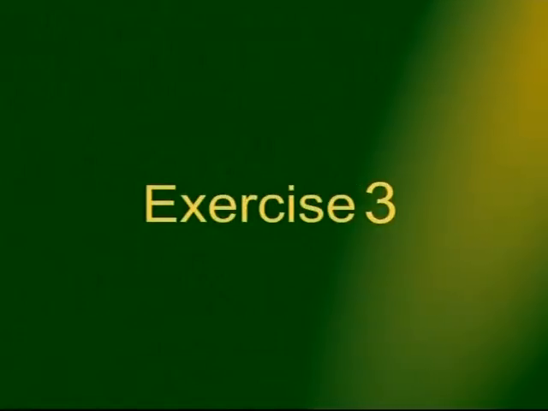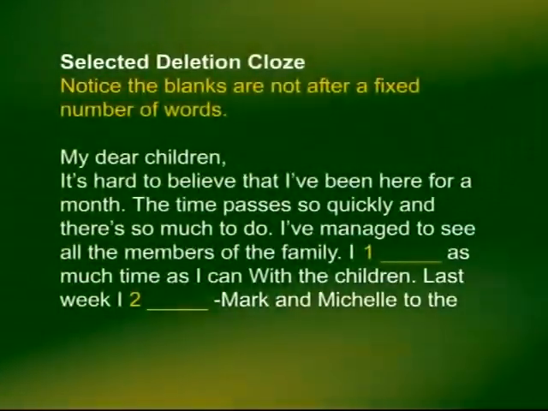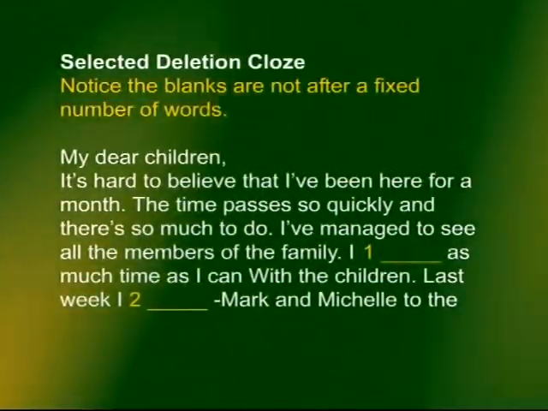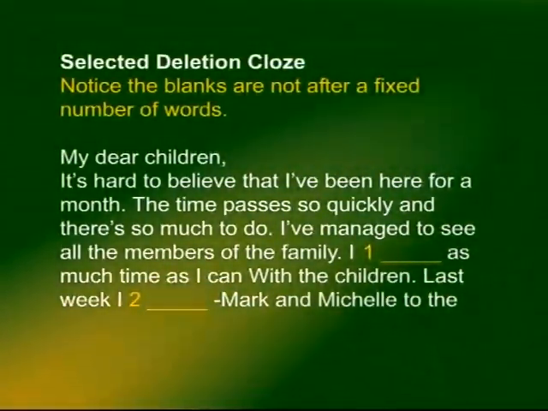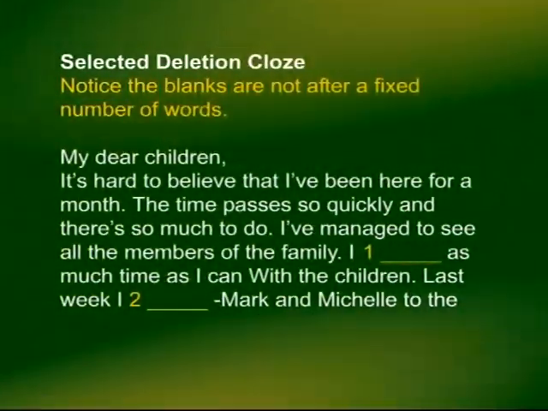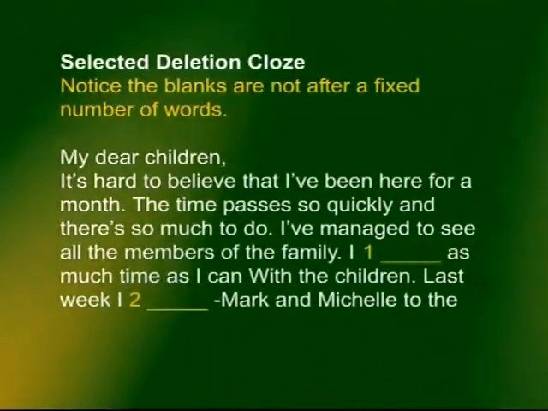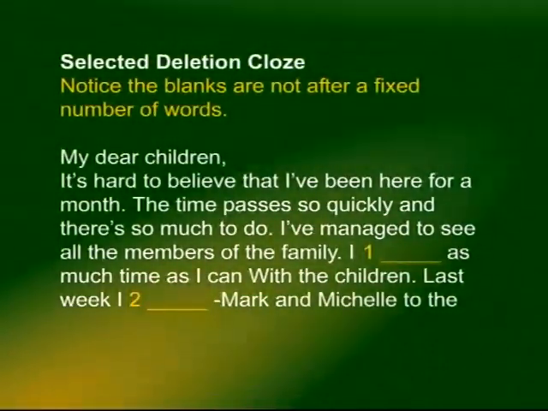You will now read a letter. It's a very interesting letter, and this is what they call the selected deletion cloze. Here, the blanks are not after a fixed number of words. You will see this on your screen. Just notice that the blanks are not after a fixed number of words. They are at random. It is entirely a question of the writer, which words he or she wants to delete.